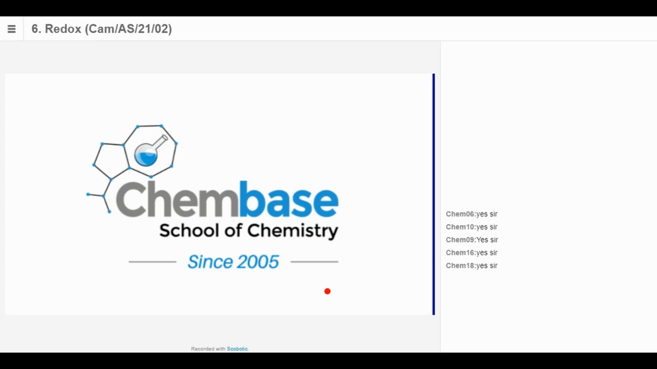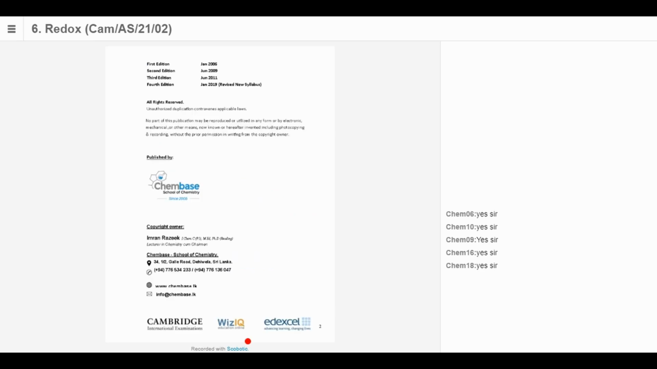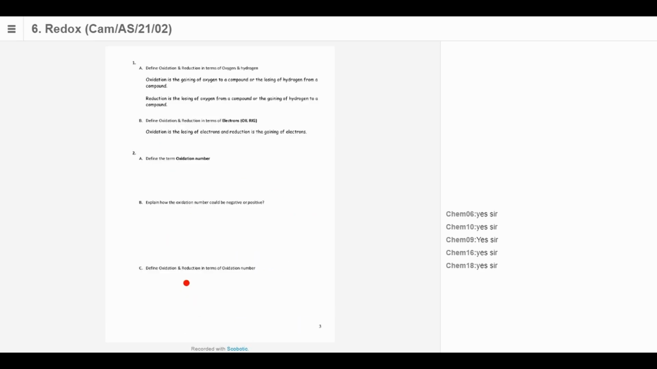Sound clear? Right, we'll begin the discussion on Redox. In fact, we just started the Redox chemistry last week. I explained what is reduction and oxidation, and then we had a discussion on the definitions of reduction and oxidation in terms of oxidation number, in terms of oxygen, hydrogen, and as well as in terms of electrons.